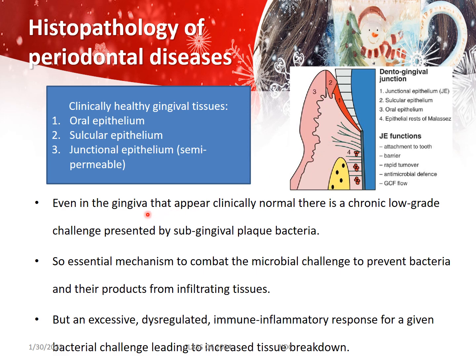But even in a gingiva that appears clinically normal, there is some low-grade challenge presented by the subgingival plaque bacteria. So essential mechanisms should be developed by the host to combat the bacterial challenge, to prevent the bacteria and their products from infiltrating the tissues. But if this becomes an excessive, dysregulated immune inflammatory response, that is, if our body responds more than normal for a given bacterial challenge, then it results in increased tissue breakdown.